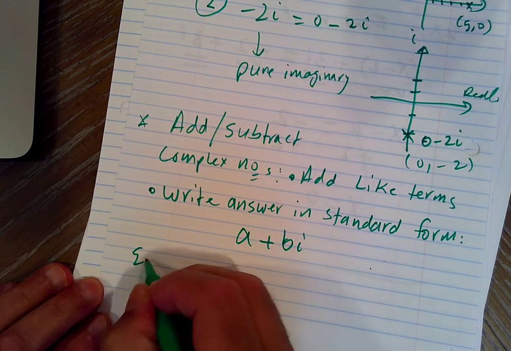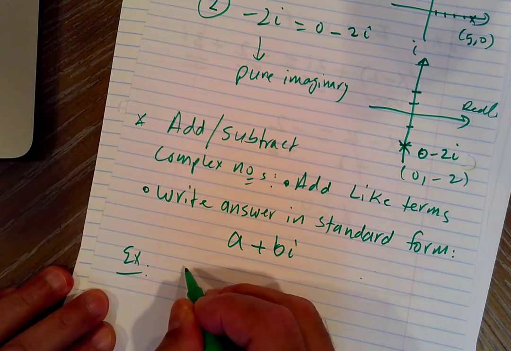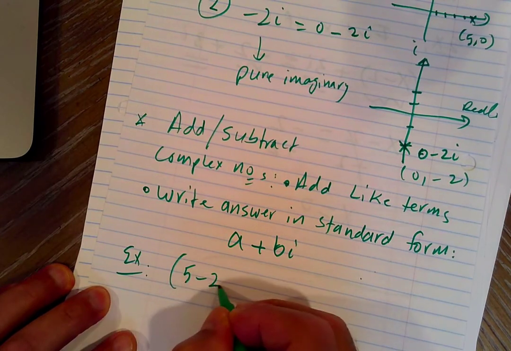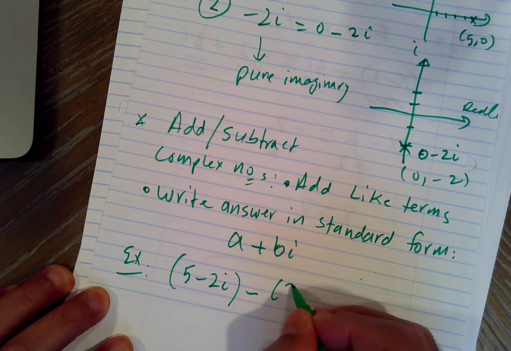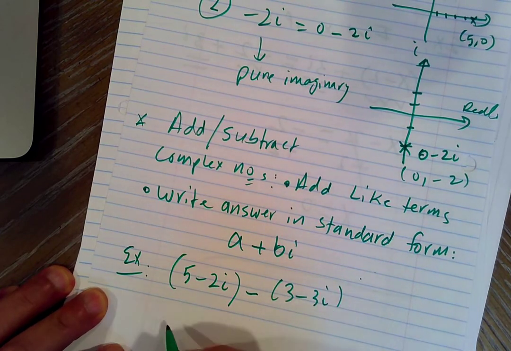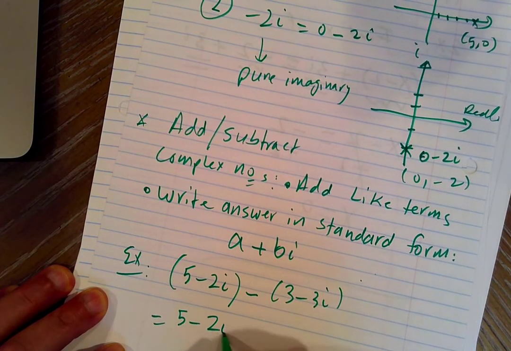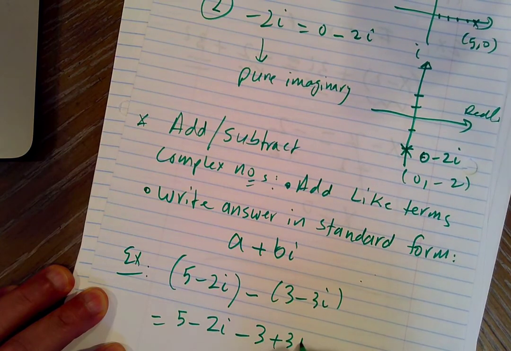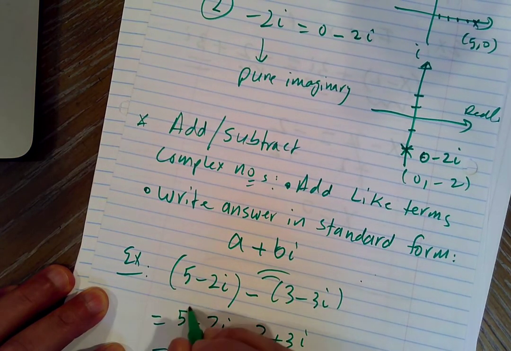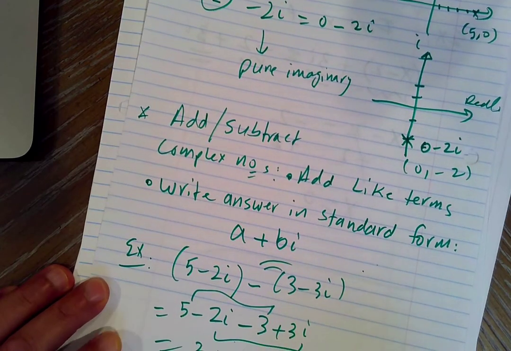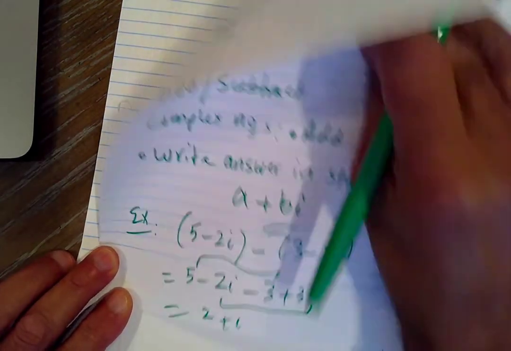So for example, if you have 5 minus 2i minus (3 minus 3i), this equals 5 minus 2i minus 3 plus 3i. By distributing the negative, that would be 2 plus i if we add like terms. 2 plus i.